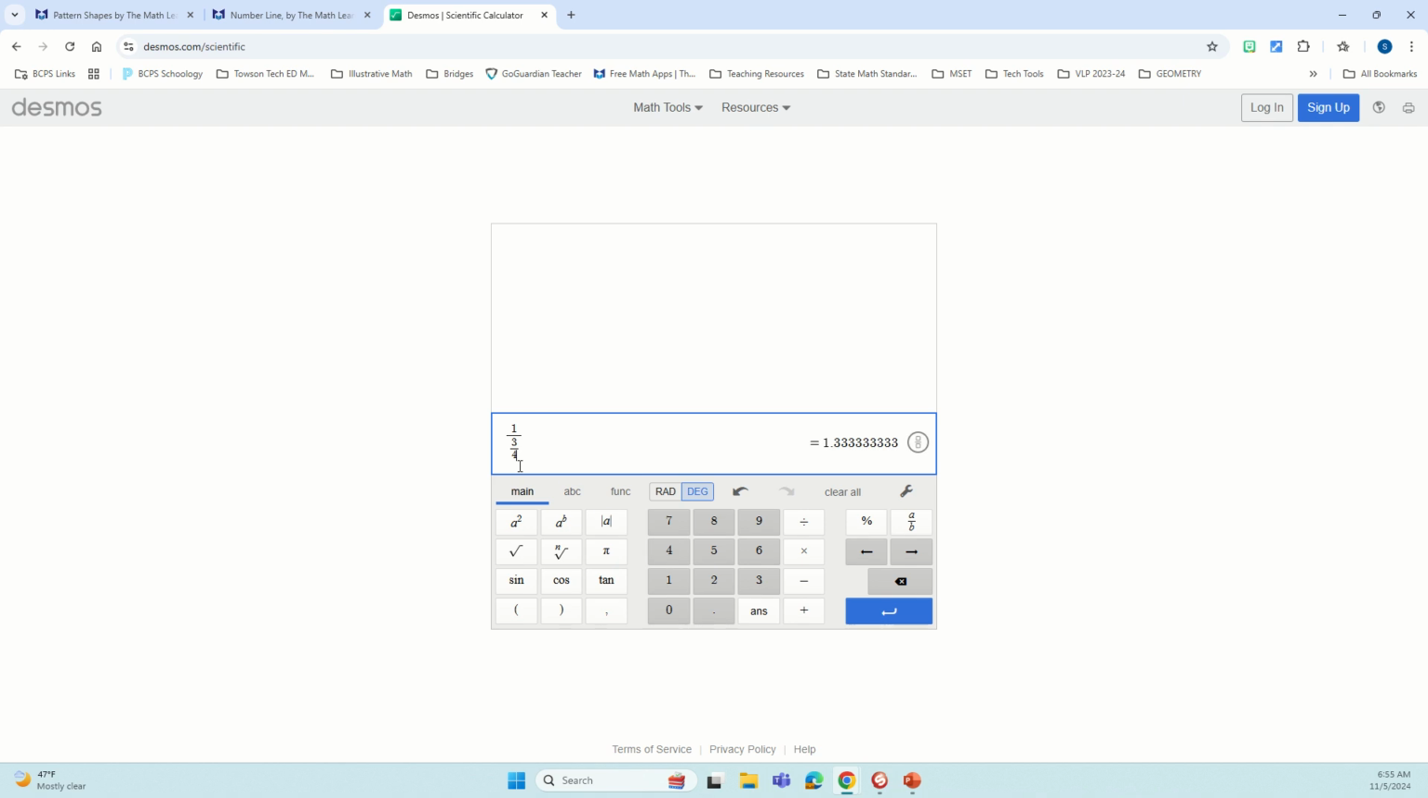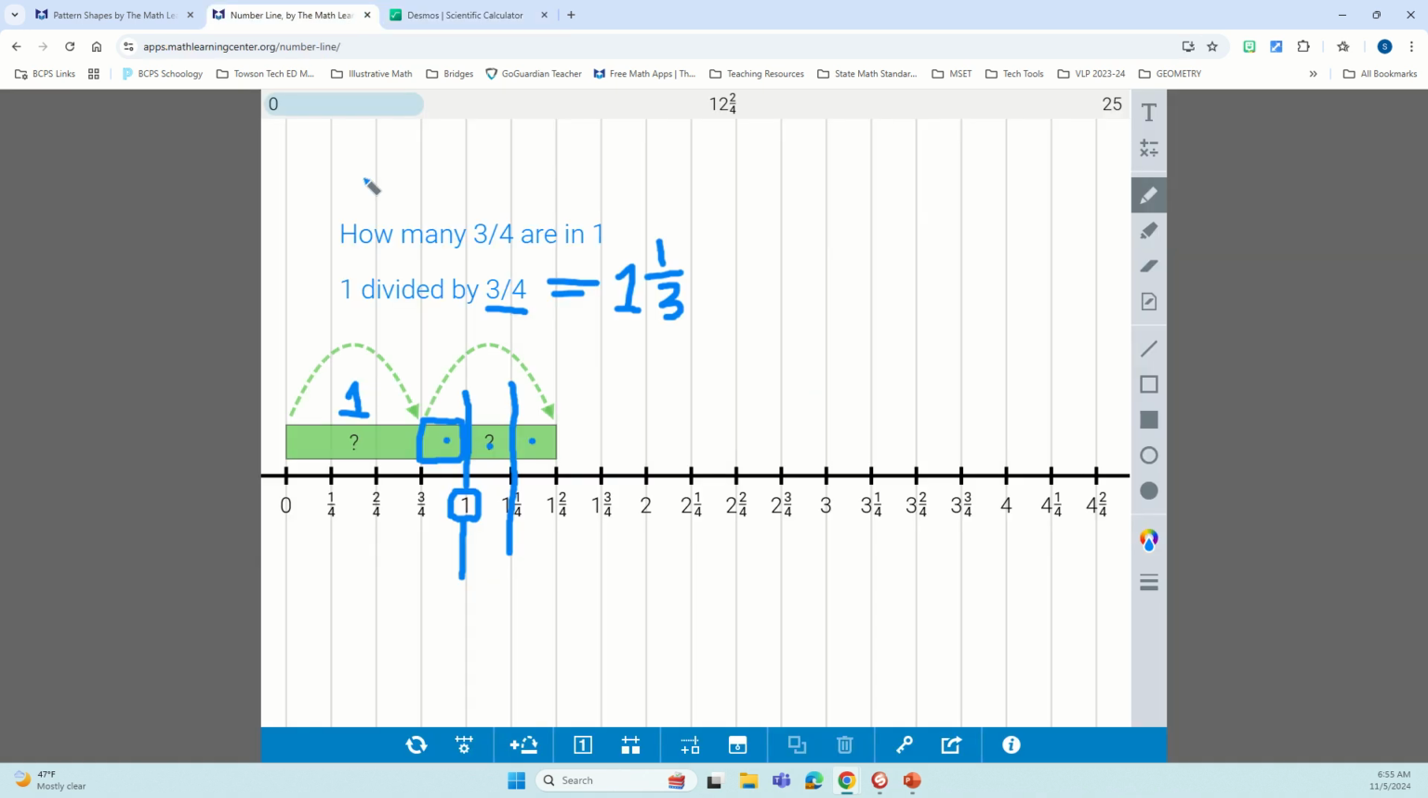This is a double fraction, but you can see that this is the 3/4. Now, if students want to do it in decimal form, 1 divided by 3/4 would be 0.75. The answer is 1.333333333, and students have been learning that 1/3 is equivalent to that repeating 3 decimal. So my answer is 1 1/3. Okay, 1 1/3. Now we could also write that as 4/3, but 1 1/3 is a perfectly good answer.